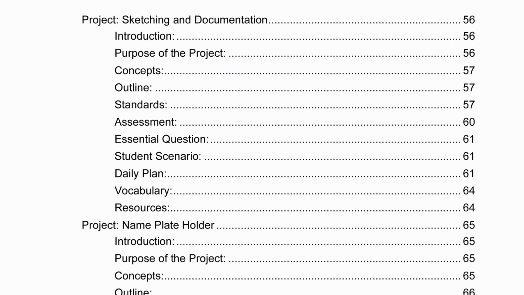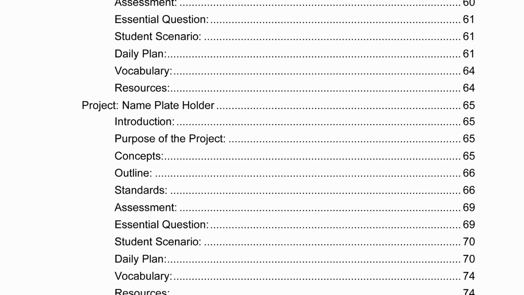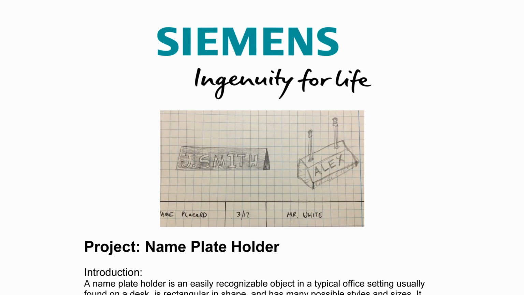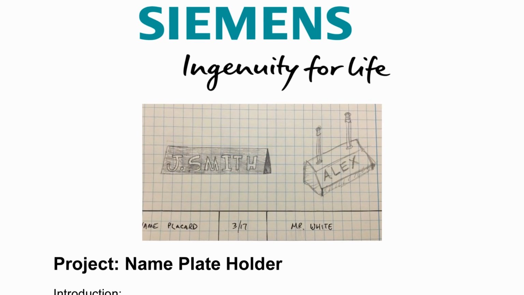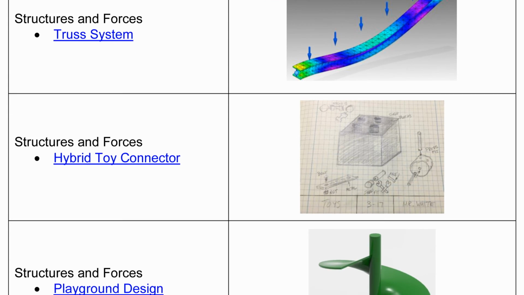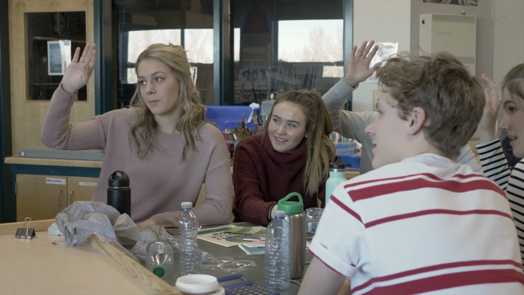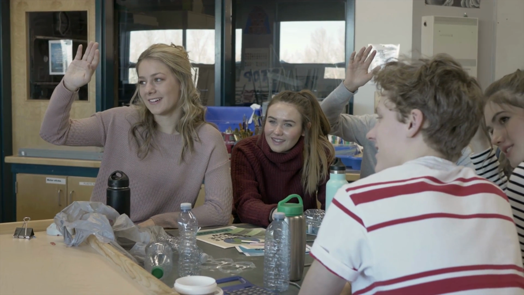The Siemens Engineering Design curriculum includes a range of individual projects that have been carefully designed, and start with simple ones like designing a nameplate, and then become progressively more complex. This helps students build on their learning and grow with each experience.